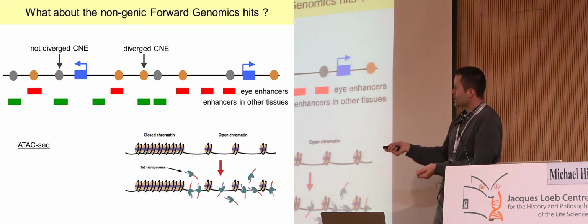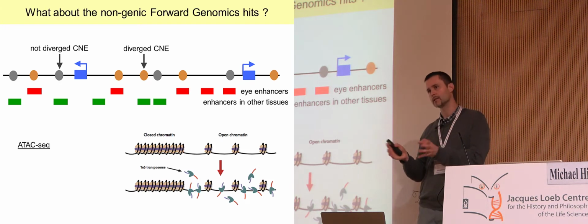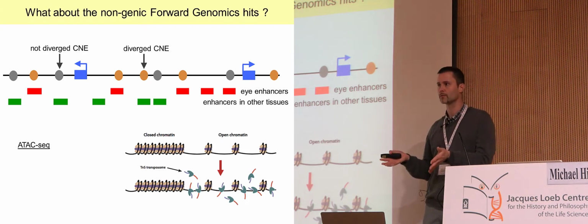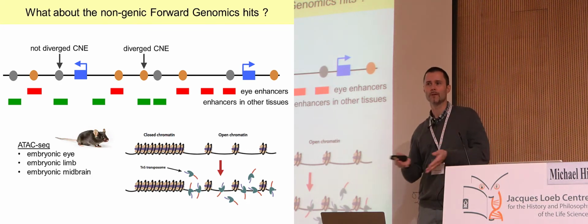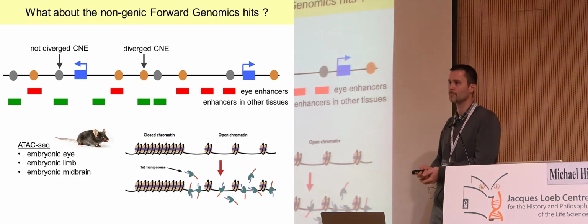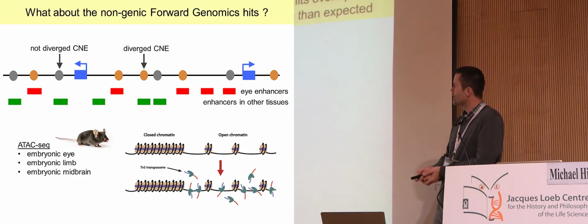So we've been using a method called ATAC-seq, which is a very fast and powerful method to profile regions in the genome where the chromatin is largely open, and this is typically a hallmark of regulatory activity. And we've been using mouse, as we have a mouse house in the institute, so we can get tissue of this creature. We extracted embryonic eye, and for comparison also embryonic limb and midbrain tissue.